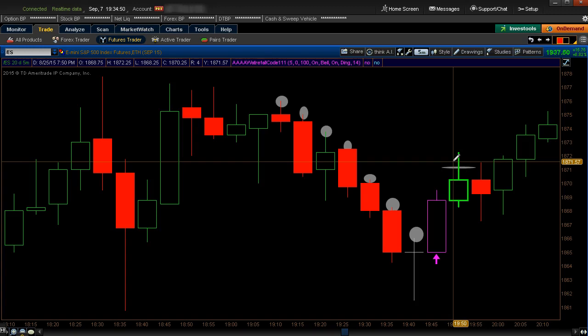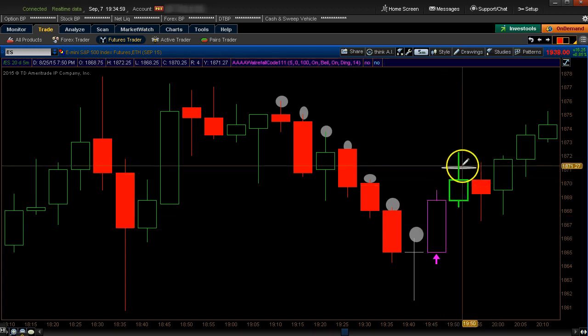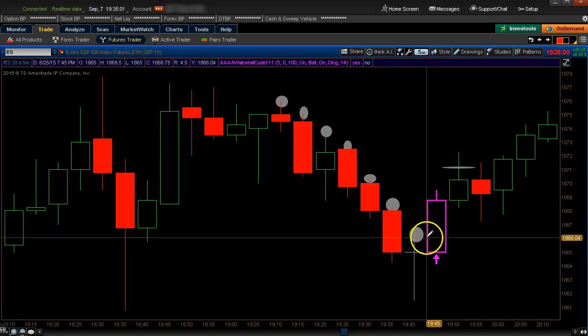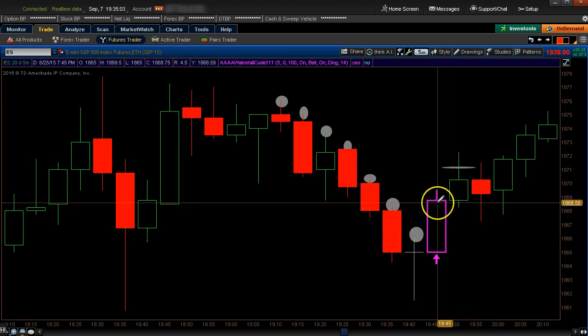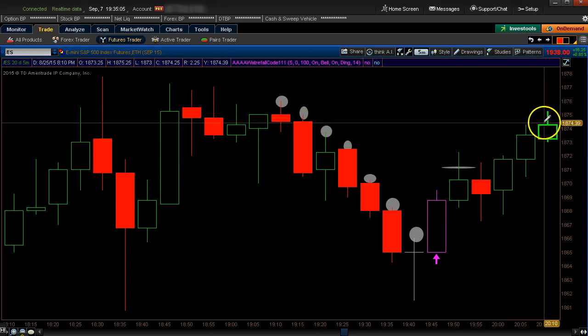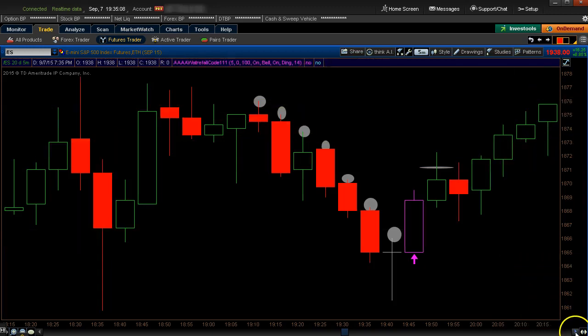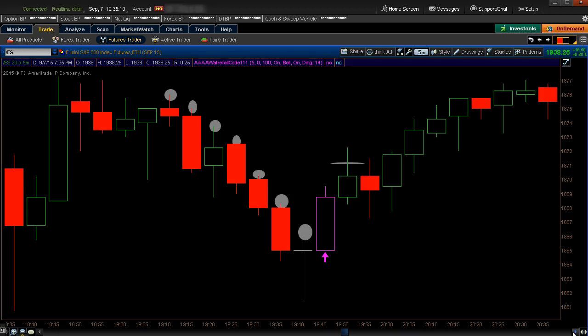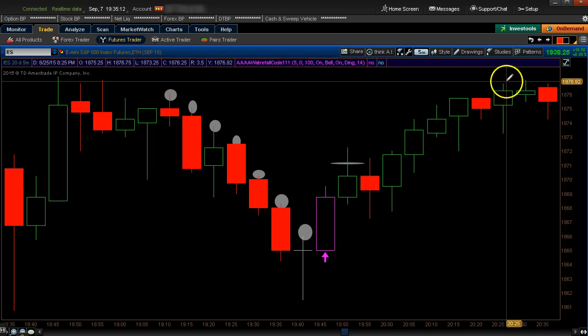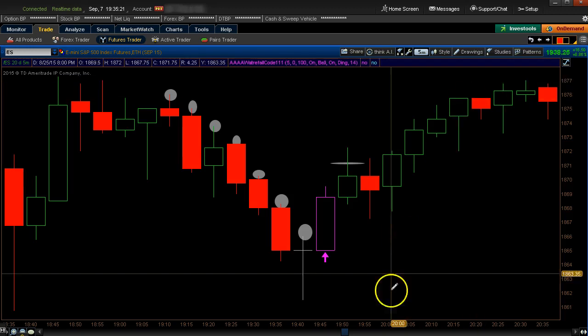You made $250 on one contract. Maybe you do multiple contracts. Maybe you scale out, move your stop to maybe break even or +2, and hopefully you could just keep riding the momentum. So this one, price went all the way up to 1877. We're looking at almost 11 points. So you're risking 5 to make 11.